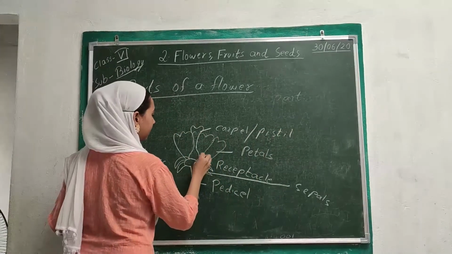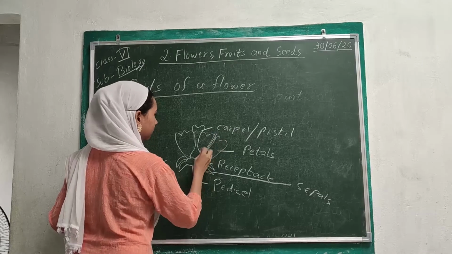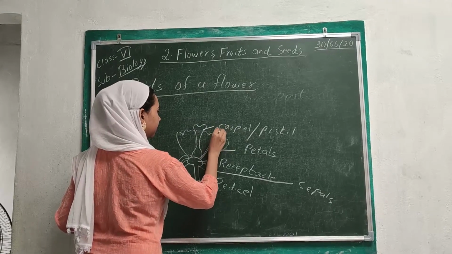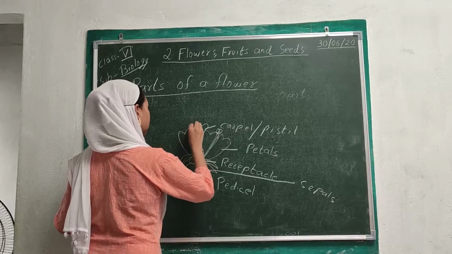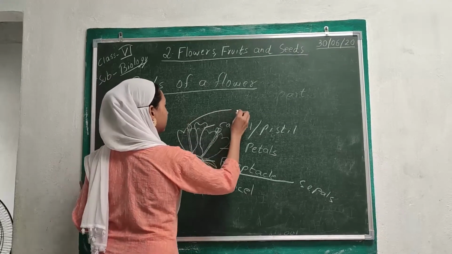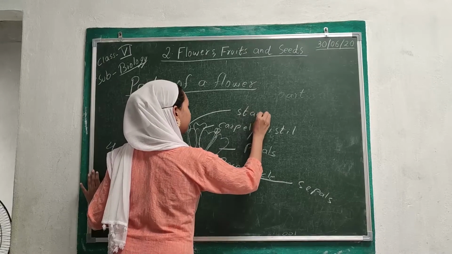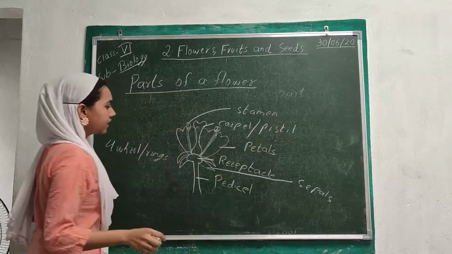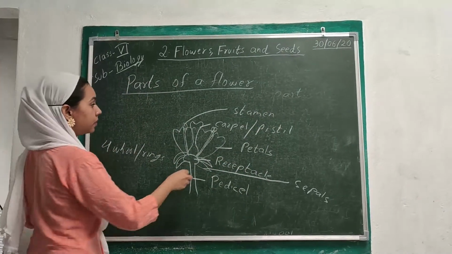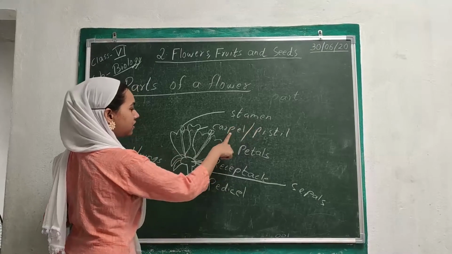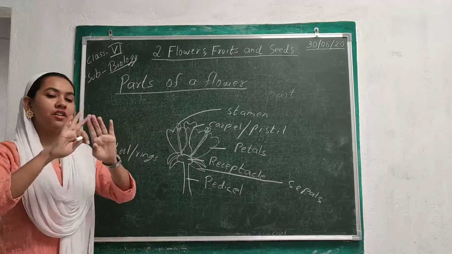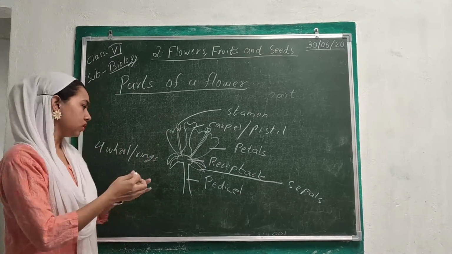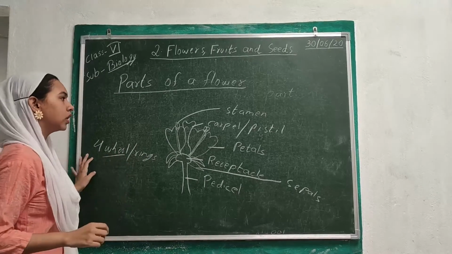And at the side again, you have another structure. These kinds of structures at the sides. This is known as the stamen. So basically, these are the four main whorls: the stamen, carpel, petals, and sepals. These are arranged in a ring-like structure. That is why we call them whorls.